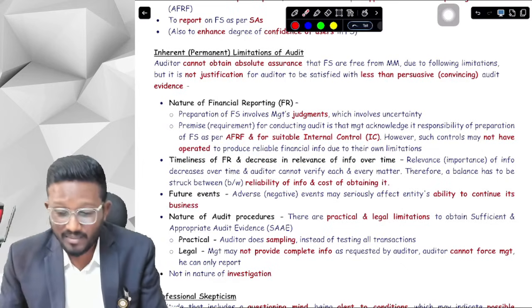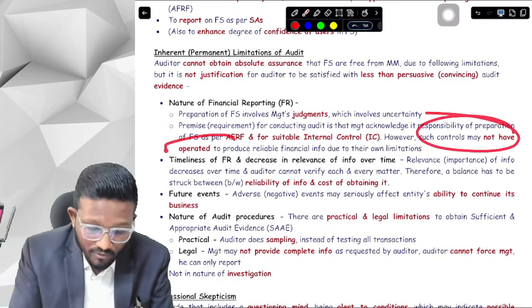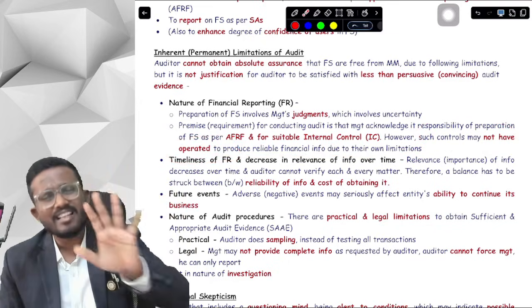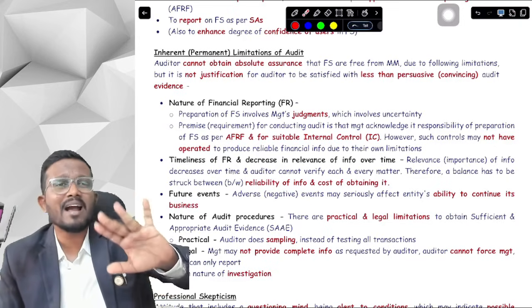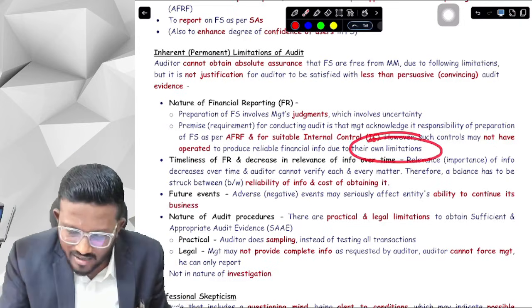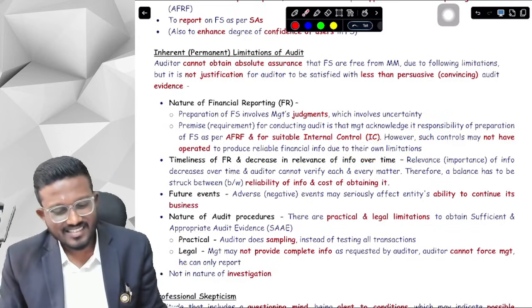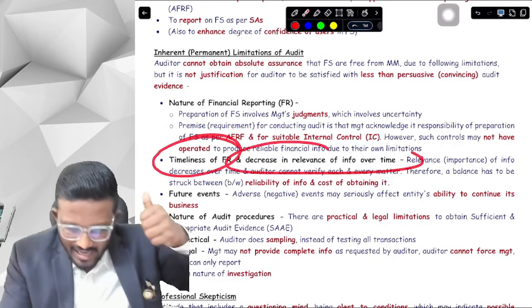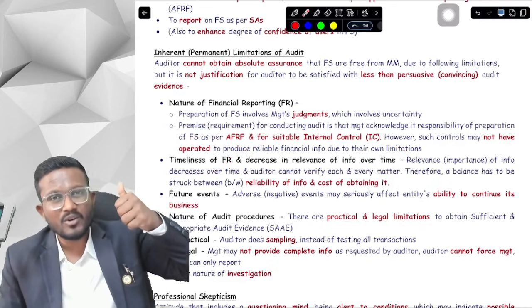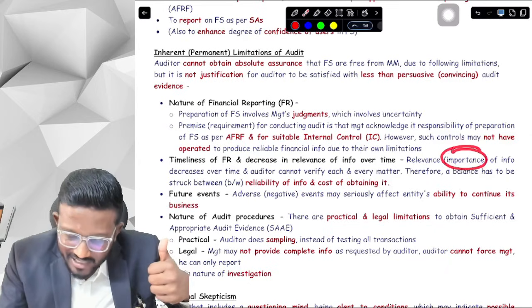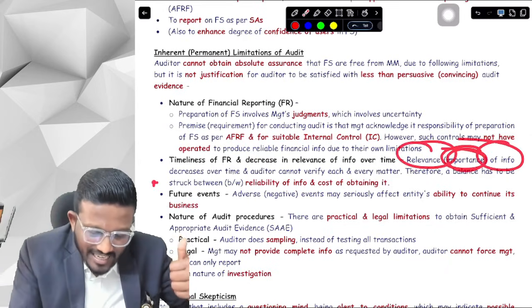However, there may be cases where the controls may not have operated to produce reliable financial information, which means there may be situations where the controls might not have operated correctly. Why? Because there are inherent limitations of internal control as well. Okay, yes. Second is, look here, timeliness of financial reporting and decreasing level of relevance of information over time. What do you mean by relevance? Importance. The relevance of information decreases over time.